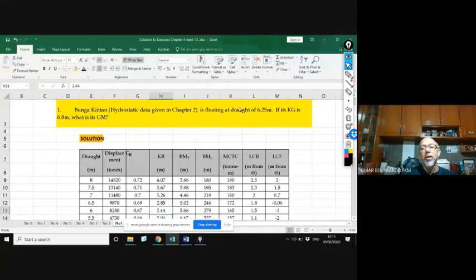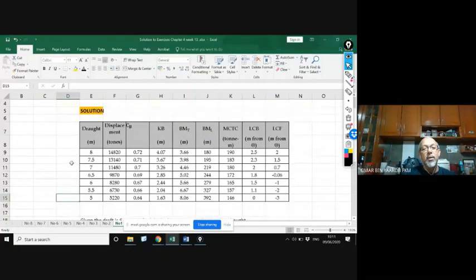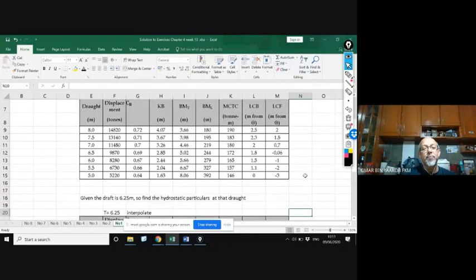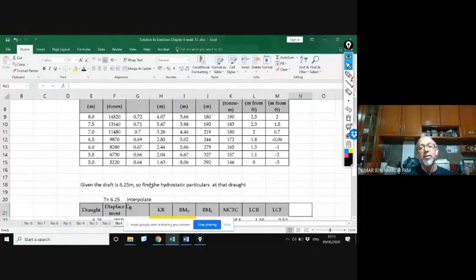The way it says it's floating at draft 6.25 meters, automatically you go to the hydrostatic particulars and see, oh, 6.25 is not given here, right? It's only given in 5, 5.5, 6, 6.5, 7, and so on. So automatically it comes to your mind, you need to interpolate to get the hydrostatic particulars for these sections. So given draft of 6.25 meters, find the hydrostatic particulars at that draft. So of course, at 6.25, you interpolate.